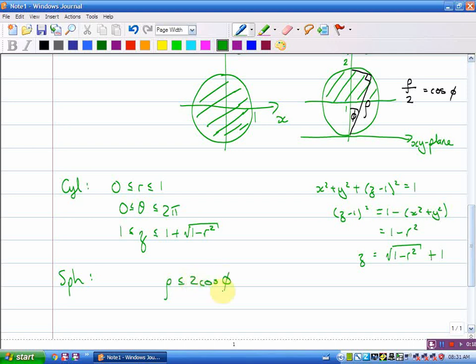What about my minimum extent? Well, that'll come from the little picture, where my rho will now be my hypotenuse and my adjacent will be 1. So adjacent over hypotenuse is cos phi. So rho is 1 over cos phi, so rho is sec phi. So let me go back to green.